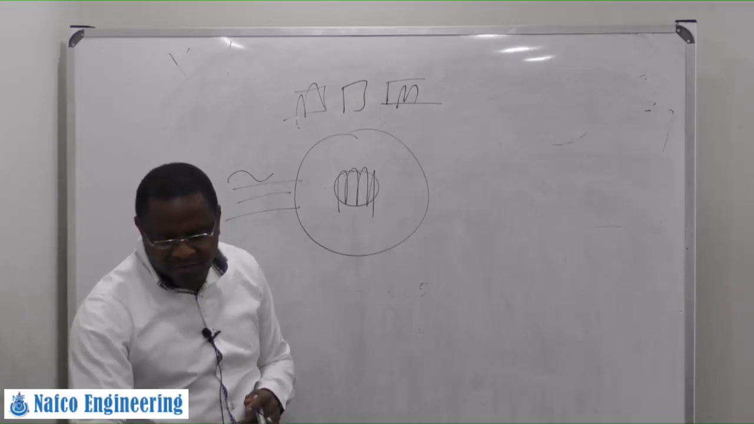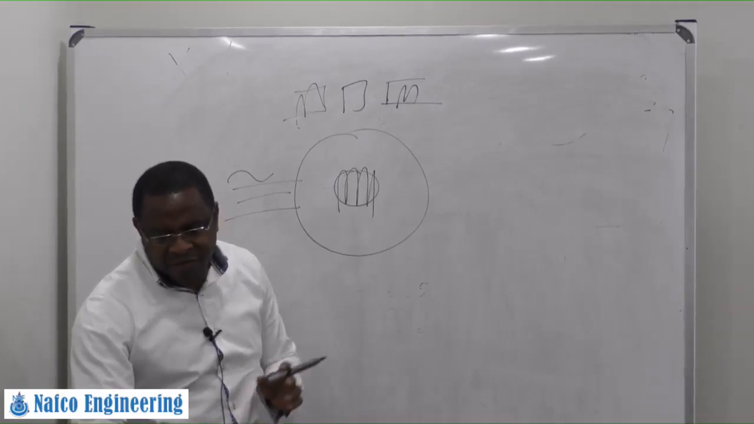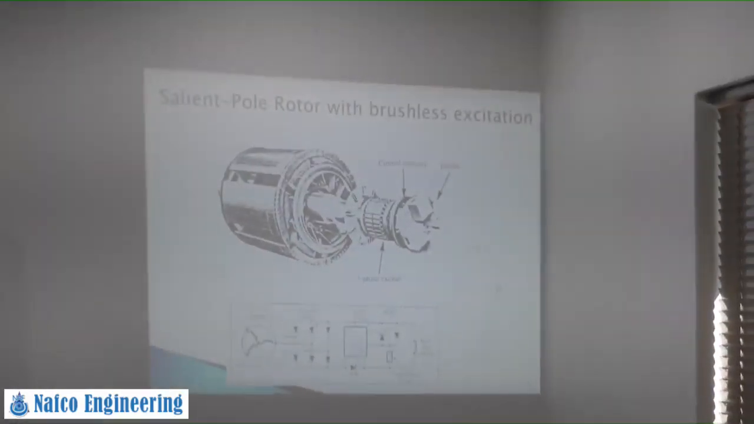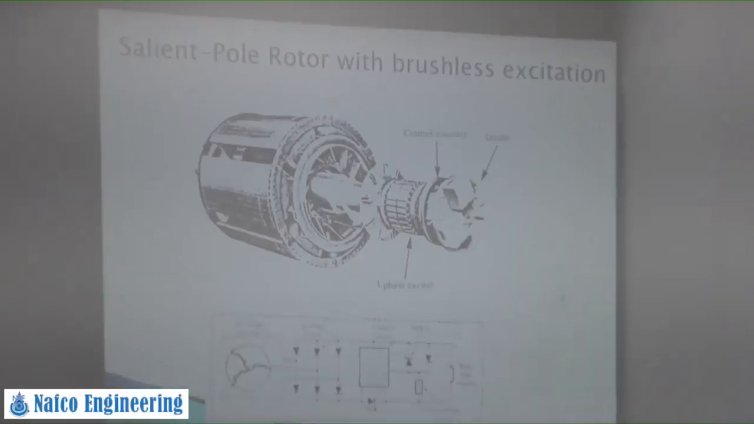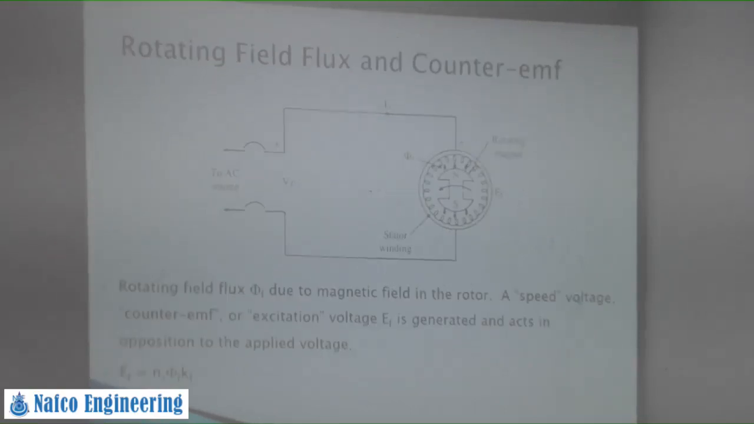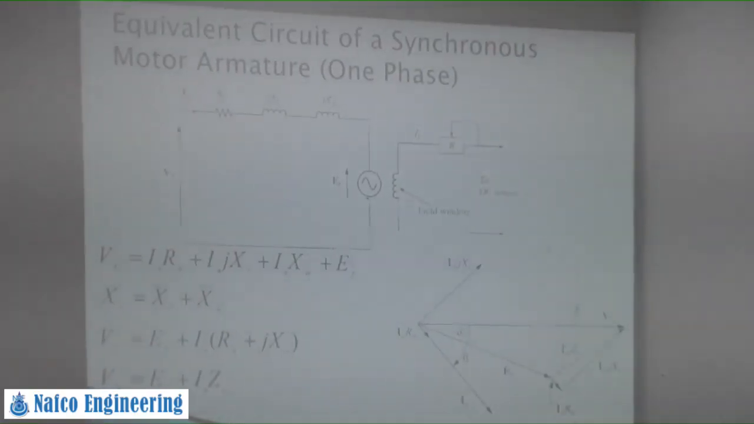A few things. We have different kinds of rotor. We have our salient pole rotor. The salient pole rotor produces a lot of harmonics. Most times it produces third harmonics. All right, let's look at this.